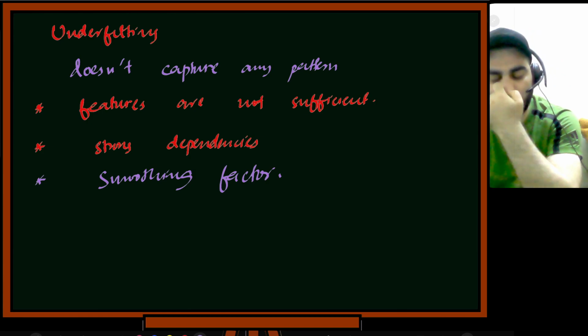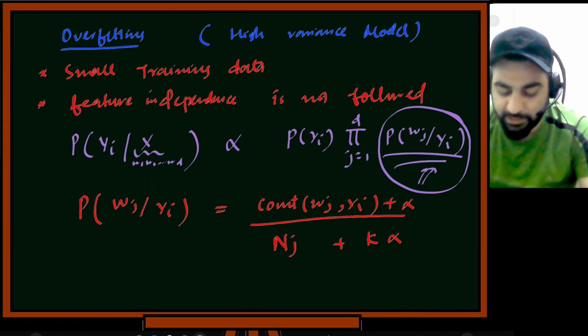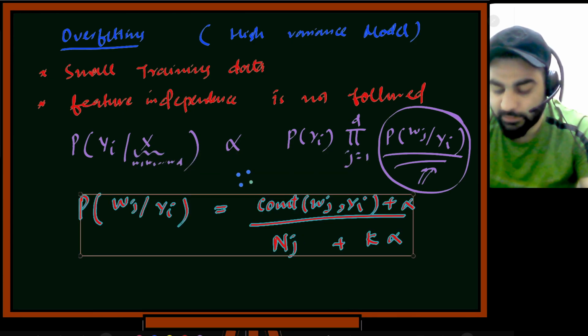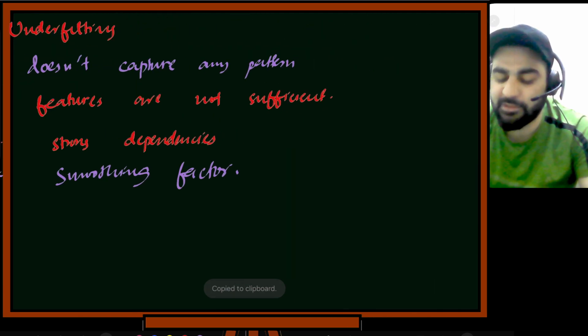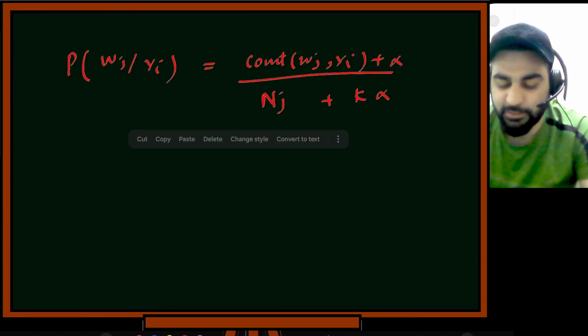Okay, what is the effect of that? We'll see. So again, taking this back, this is what we have to compute. If you see it over here, this is the thing that we have to compute. Now, if this alpha is too high, if you make this alpha too high, so this alpha is very, very high.